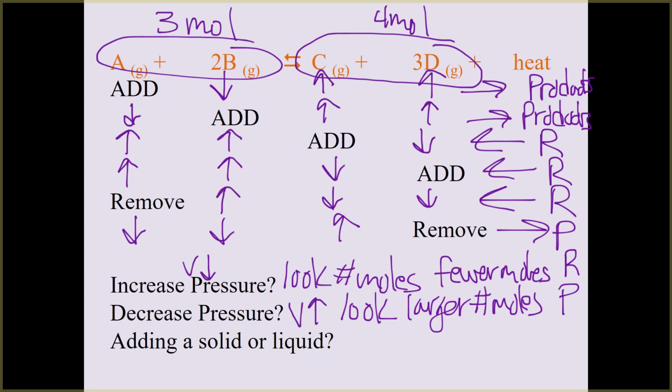Also, notice that I only have gas species in this equation. If you had any solid particles, remember, solids are not affected by pressure, so you would just ignore those. Don't count them as your moles of gas if it's a solid. And then what would happen if you add a solid or a liquid to the system? And the answer is nothing. Remember, solids and liquids don't affect equilibrium. So adding a solid or liquid won't change the equilibrium. It'll just stay the same.